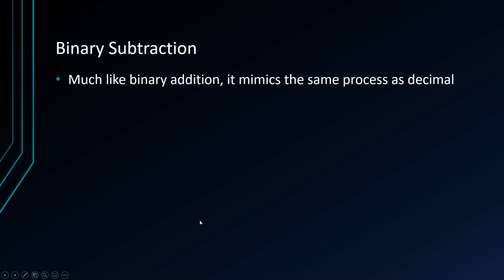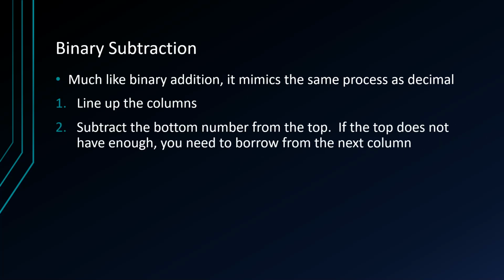Okay, so if that's binary addition, let's try subtraction. Subtraction is not much different. It still mimics the same way we work with decimals. What do you do? You stack the columns. You line them up. And what's the next step? You subtract the second number from the first number. So you subtract the bottom number from the top number, and that's all you need to do.